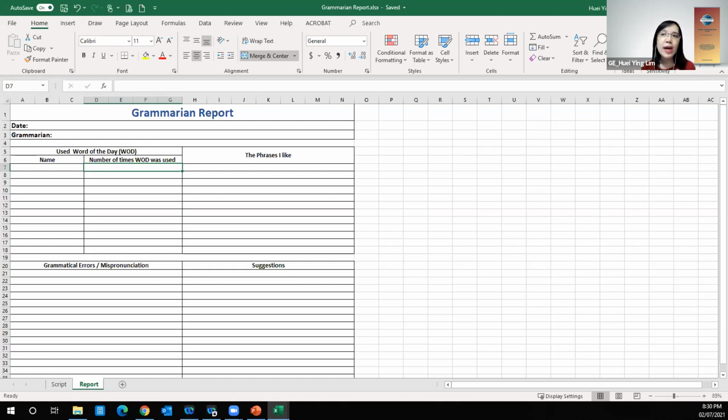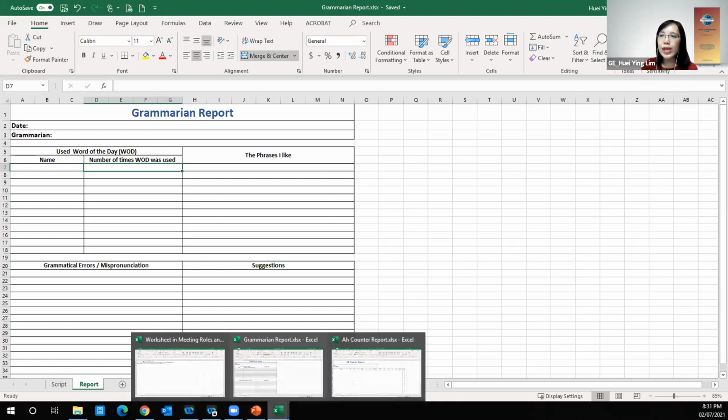And if you catch some grammatical errors, like a wrong use of past tense or present tense, you can also record that and provide some suggestion on how it can be further improved. So it's pretty easy, not really difficult, and you don't need to record everything. You don't need to record every single error or mispronunciation or suggestion. You just record those that you can pick up. So you don't need to be nervous if you take up the role of the grammarian.